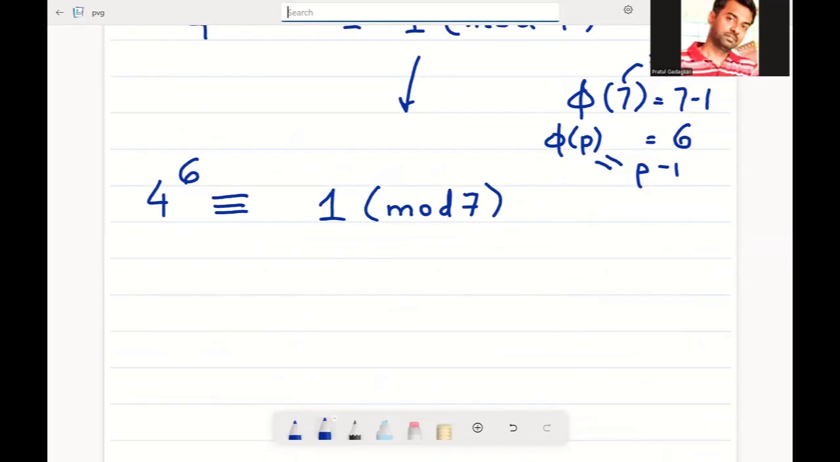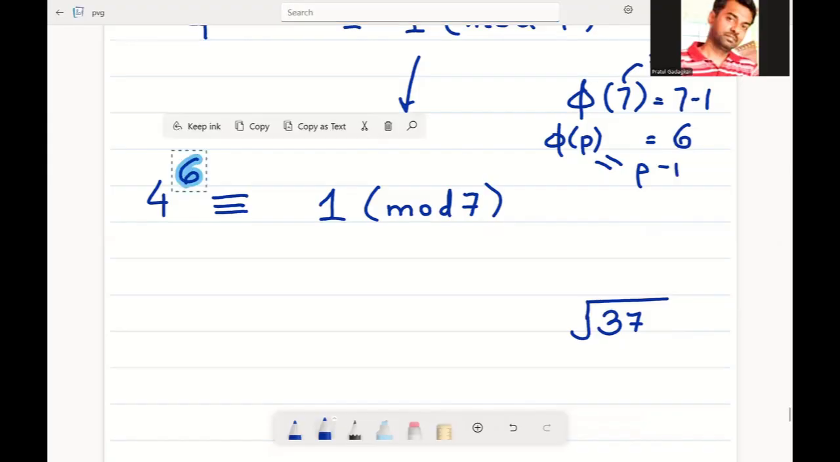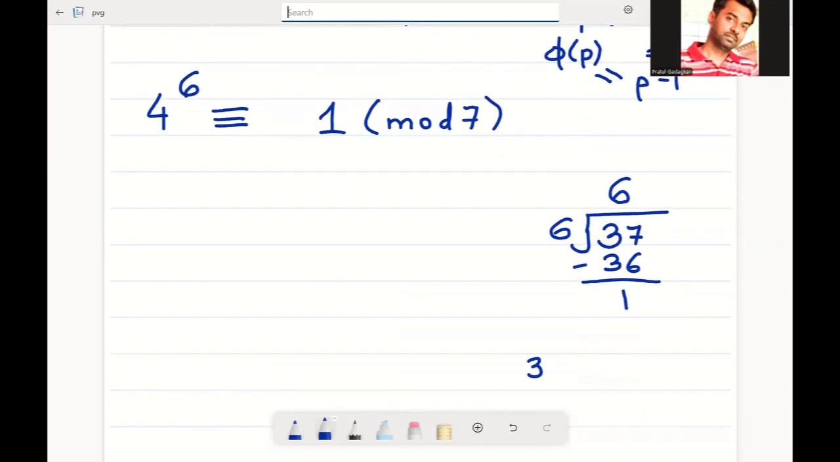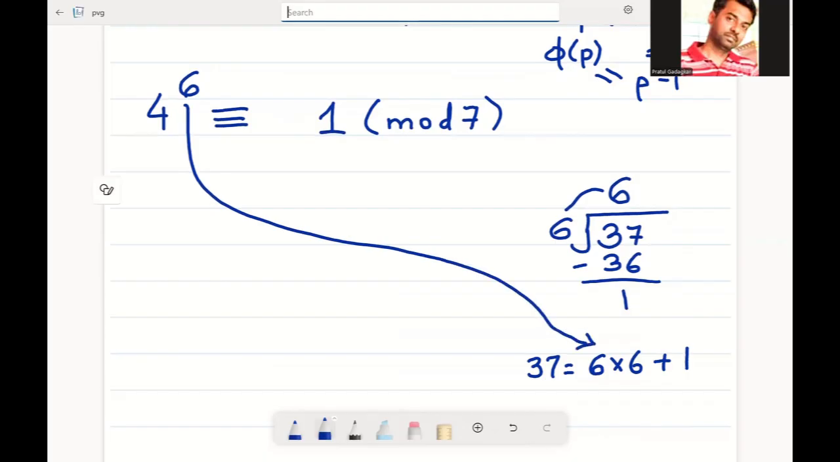So what I will do is take 37 and divide it by this number 6. And I know that 6 times 6 is 36, and the remainder is 1. 37 is actually 6 into 6 plus 1. So this 6th power is already here. So I need one more 6th power and one more power, right? So how will I do that?